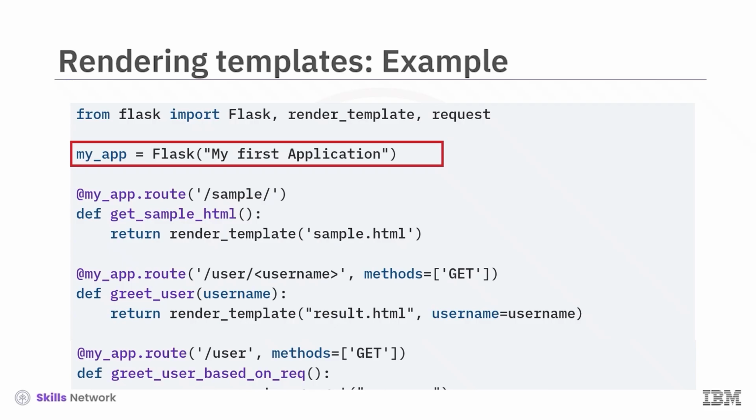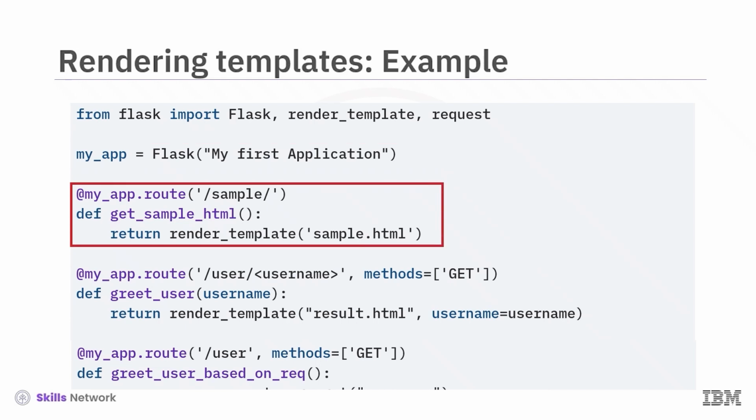The default folder name is static, but you can have the static contents in a directory with a different name as long as you set it explicitly. Notice there are 3 endpoints in this web application. The first is /sample. This will render a static HTML page. The image in this HTML is sourced from the static directory. The code to accomplish this is myapp.root open round bracket single quote /sample single quote close round bracket.